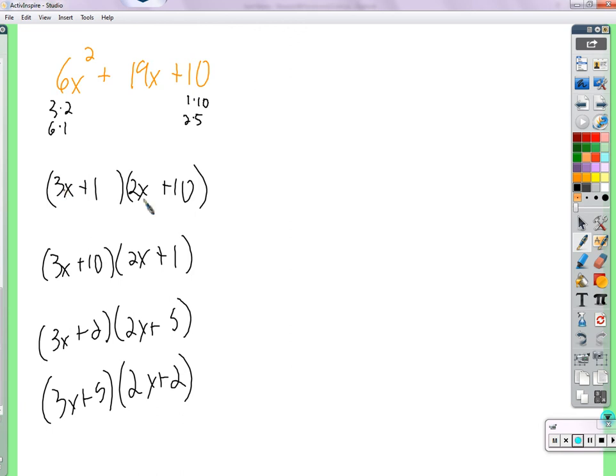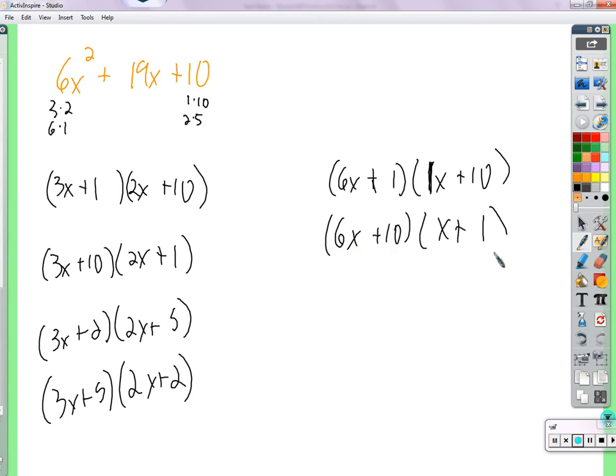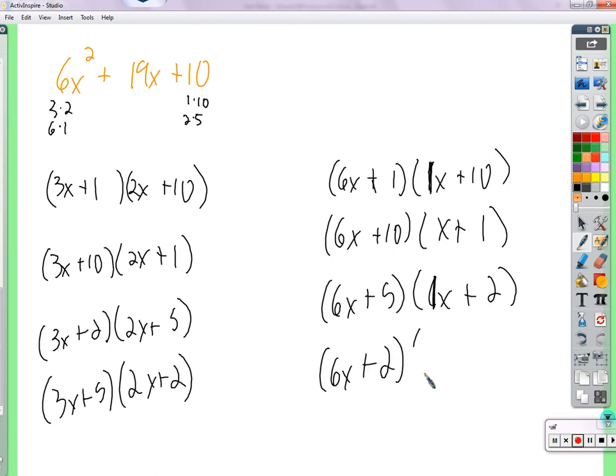Then you put 6x in the numbers. Now they've got the 6 and the 1. 6x plus 1 times 1x plus 10. 6x plus 10 times x plus 1. 6x plus 5 times 1x plus 2. 6x plus 1, or sorry, 2 times x plus 5. There's four more combinations, just where we let the x's be 6x and 1x.